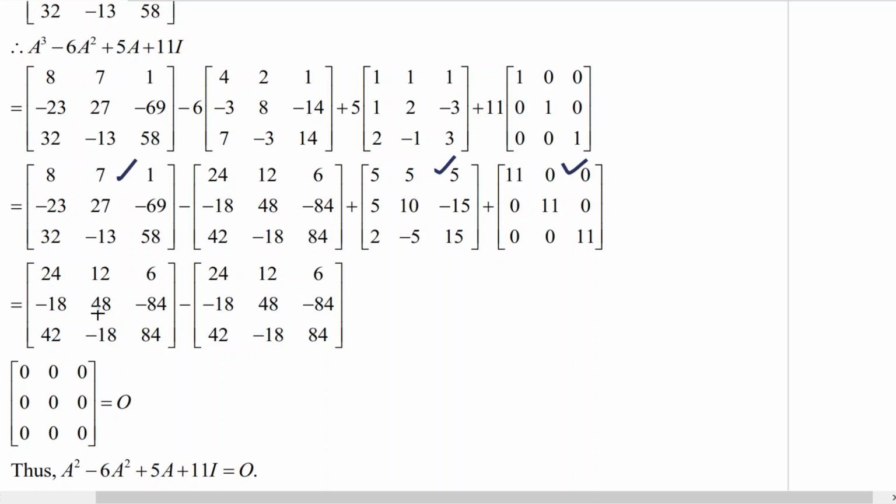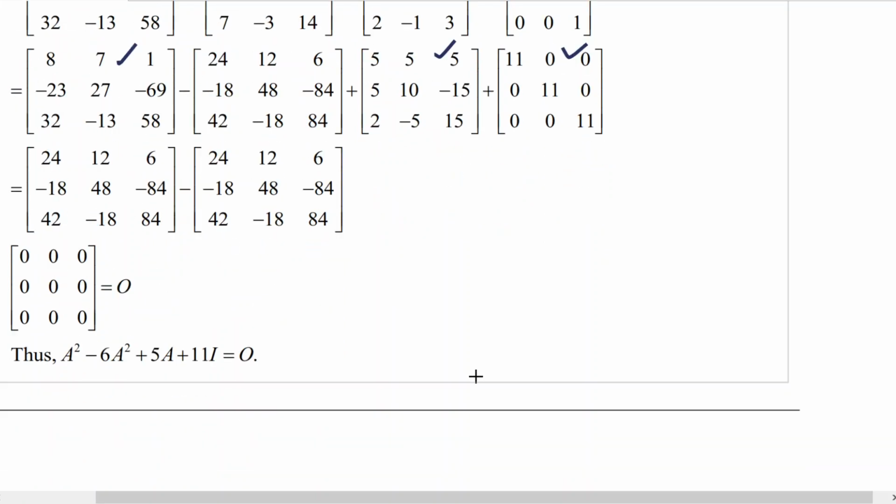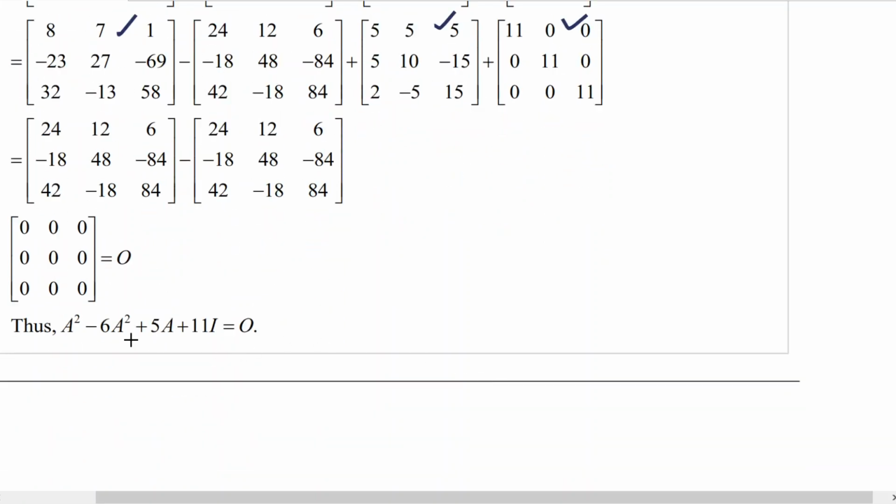Otherwise, you can be smart in the exam and right away you can write these elements from this matrix. Then on subtracting it will be 0. So this is not a big deal, satisfying the equation. And now we need to find A inverse from this equation.